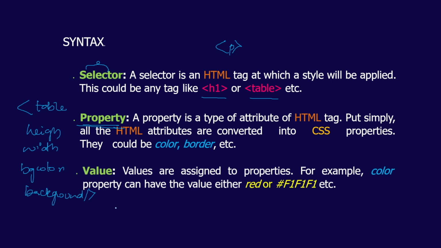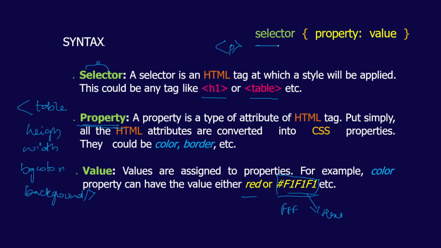So now let us see what is a value. Values are assigned to properties. For example, the color property can have the value either red or hash f1f1f1 or hash ff. So what is this hash ff? These are called hexadecimal color codes, which we will be seeing in the next slides.